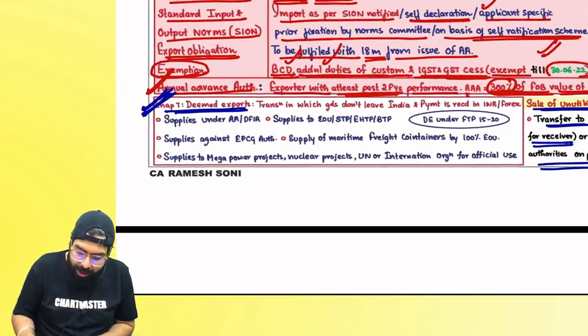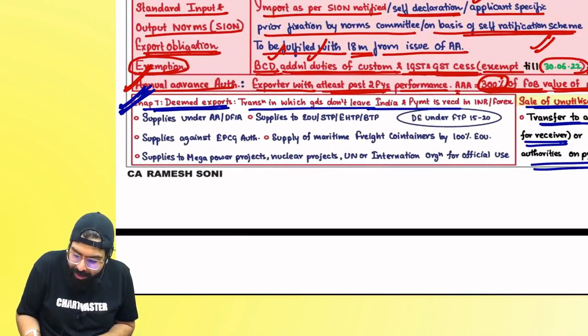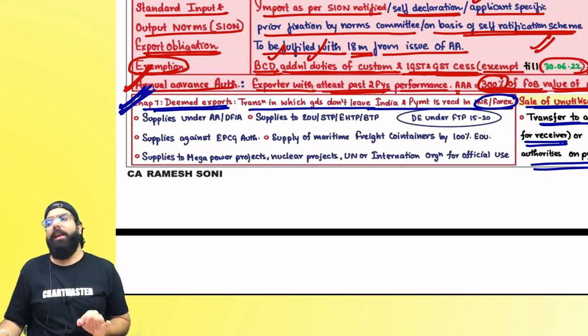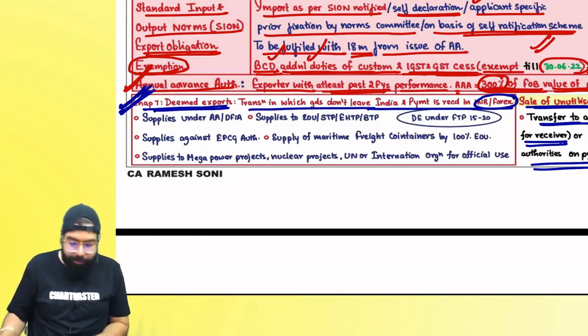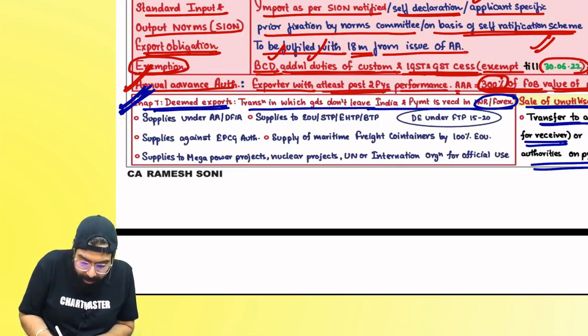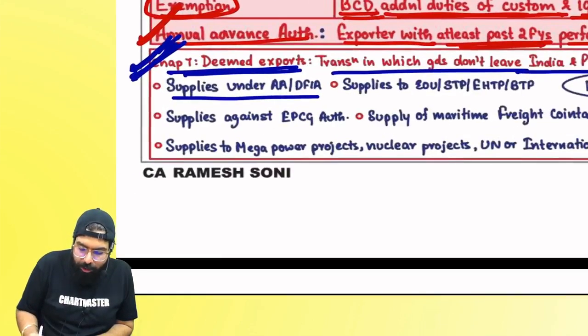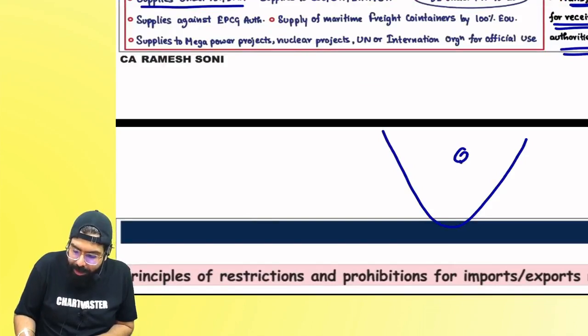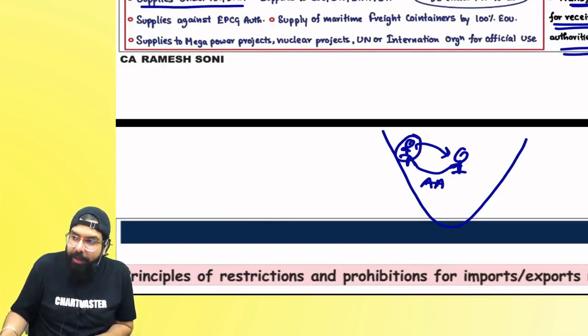Deemed export: a transaction in which goods don't leave India and payment is received in INR or foreign currency will be deemed as an export. Deemed export benefit will be given to the supplier basically. Sir, if you are supplying under an advance authorization, one person had advance authorization. I supplied to this person and he gave me the advance authorization. What is my supply? Deemed export.